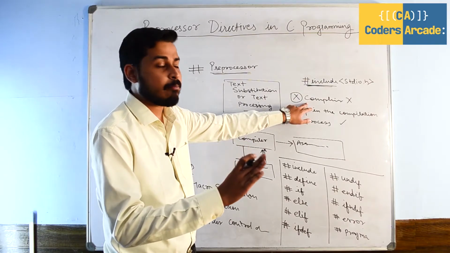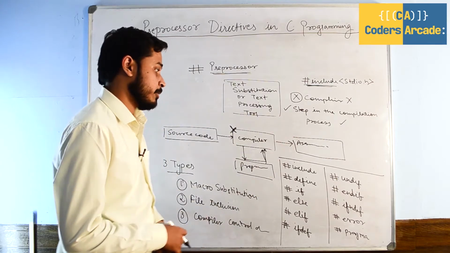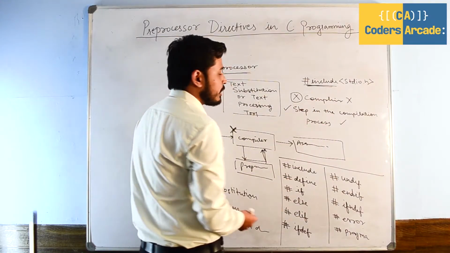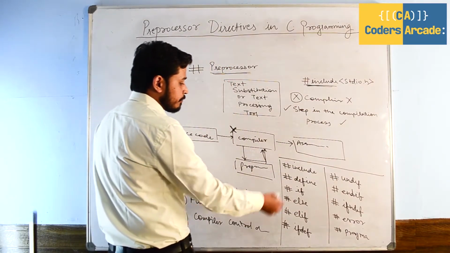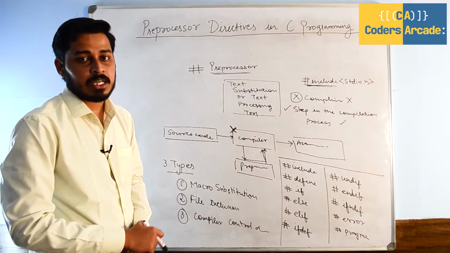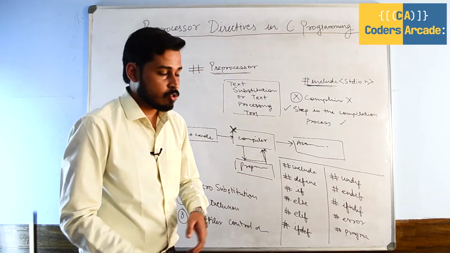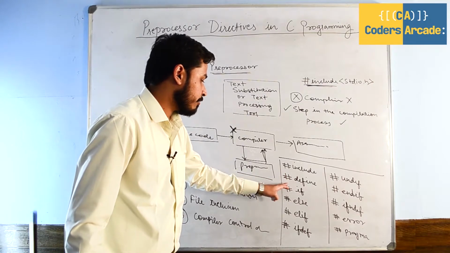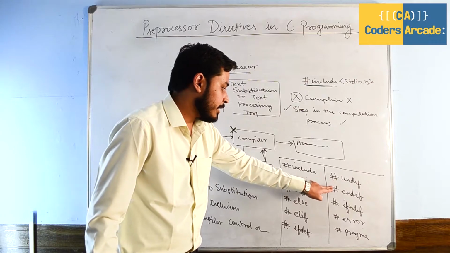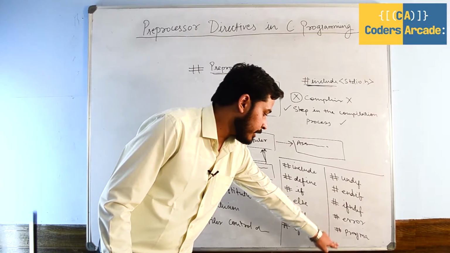It is different from the compiler, but it is one of the steps in the compilation process in C language. Now the basic example for that is #include <stdio.h>. Then these are the important preprocessor directives that you will be tackling in this topic. So we have #include, #define, #if, #else, #elif, #ifdef, #undef, #endif, #ifndef, #error, and #pragma.